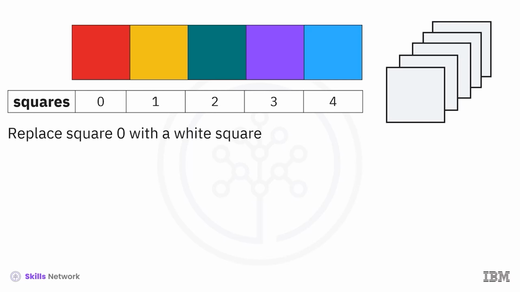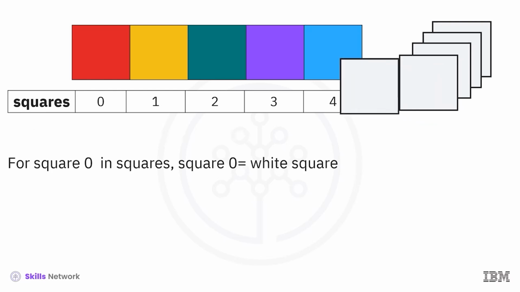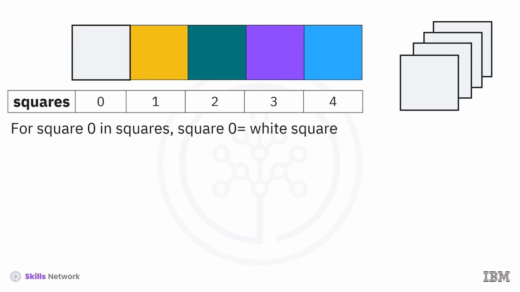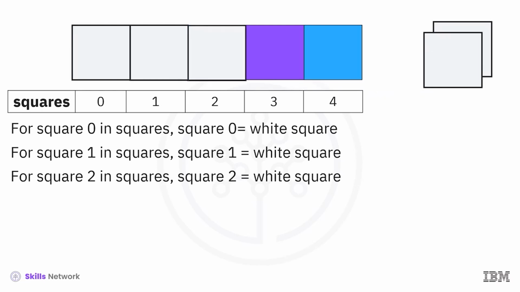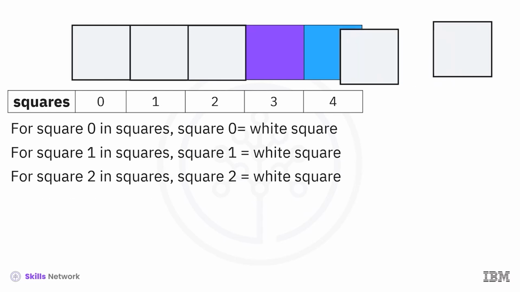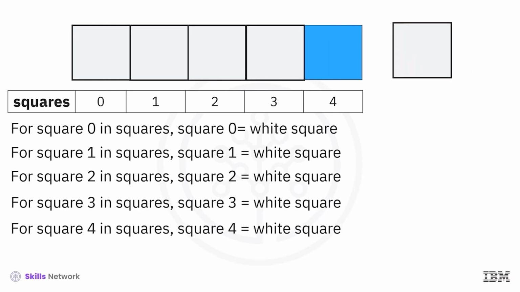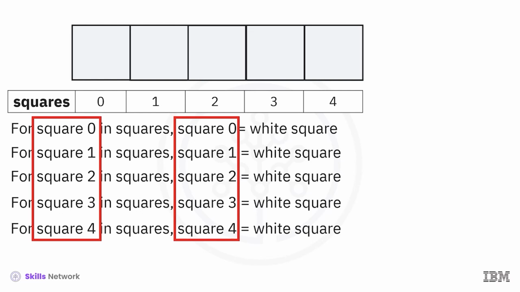as squares. If we wanted to tell someone to replace square 0 with a white square, we would say, replace square 0 with a white square. Or we can say, for square 0 in squares, square 0 equals white square. Similarly, for the next square, we can say, for square 1 in squares, square 1 equals white square. For the next square, we can say, for square 2 in squares, square 2 equals white square. We repeat the process for each square. The only thing that changes is the index of the square we are referring to.